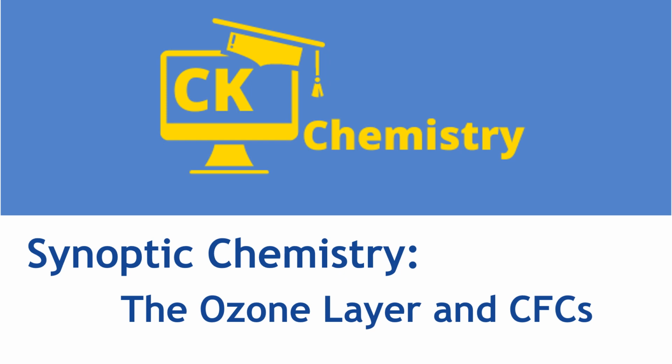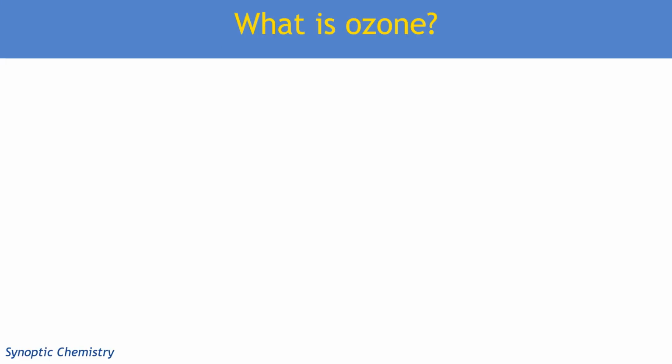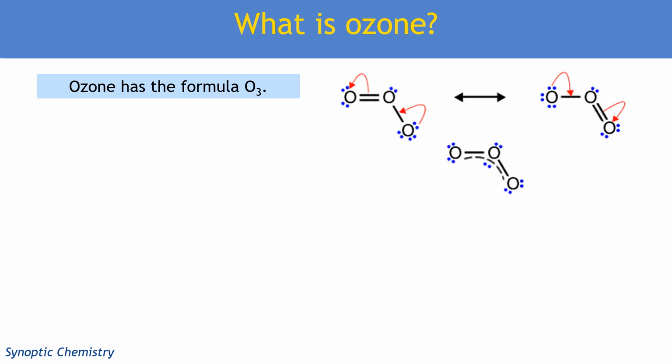In this synoptic chemistry video, we're going to look at the ozone layer and the effect of CFCs. So what is ozone? It's an unusual molecule with the formula O3. So it contains 3 oxygen atoms bonded together. The bonding is similar to benzene, if you've covered that so far.